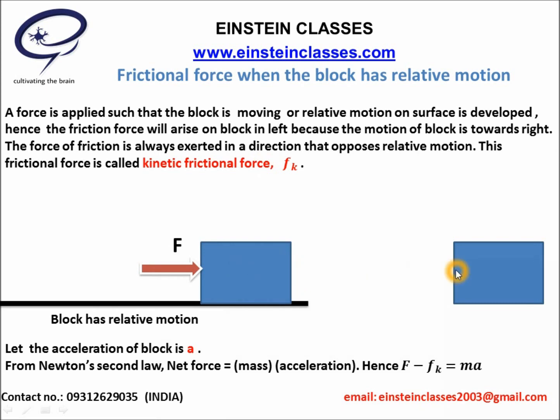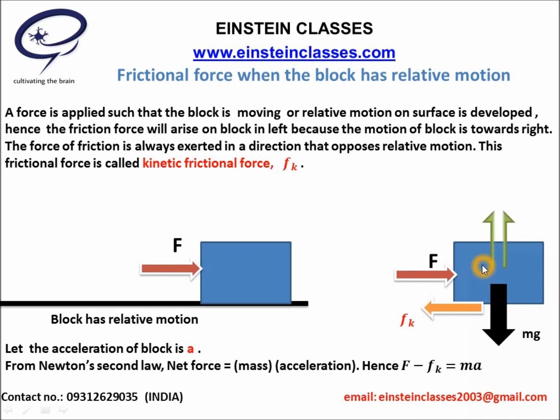Now we are going to draw the free body diagram of this block. The forces acting on the body are: first, the applied force; next, the weight mg, which is exerted by the earth and acts vertically downward. The next force is the frictional force, and this friction force is the kinetic friction, denoted by Fk, and it will act towards the left because the motion of the block is towards the right. And the next force will be the normal reaction exerted by the table on the block.